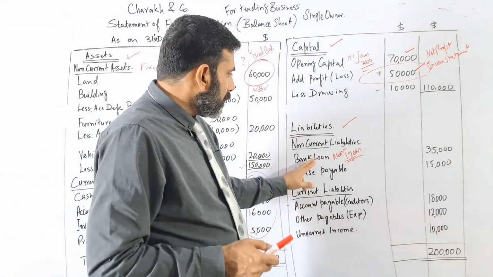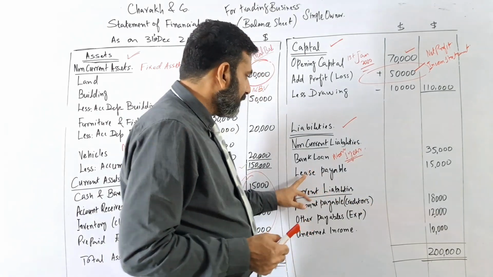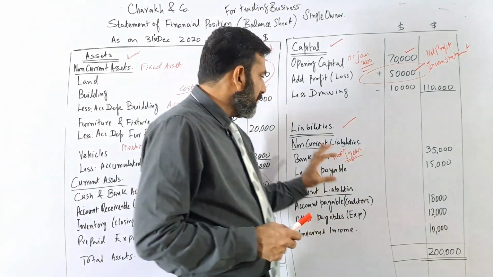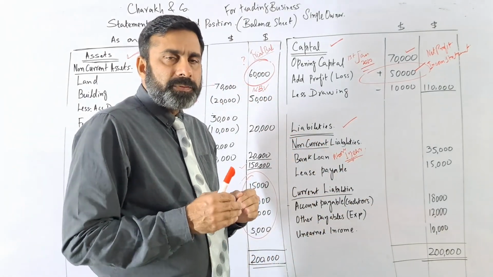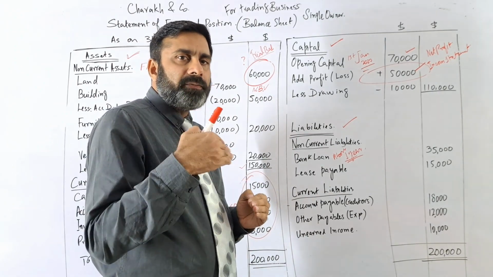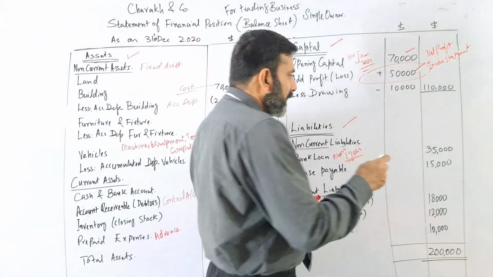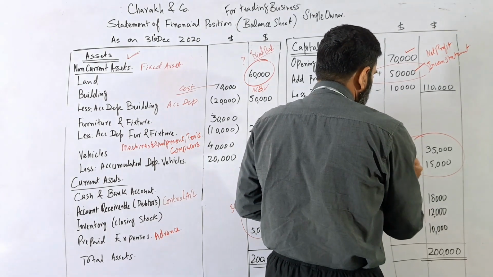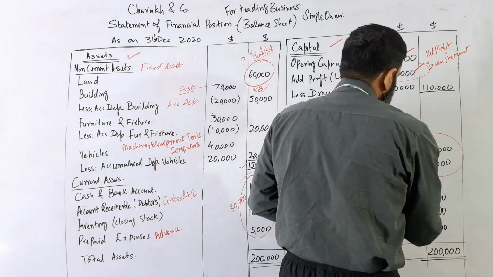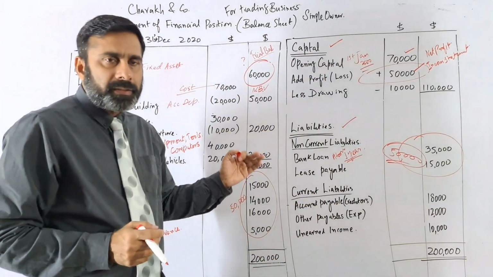So they have a bank loan of 35,000, they have a lease payable of 15,000. So it means the non-current liabilities, which is beyond 1 year, means which they have to pay after 1 year. So if we get the total, that is almost 50,000. So 50,000 is their non-current liability.